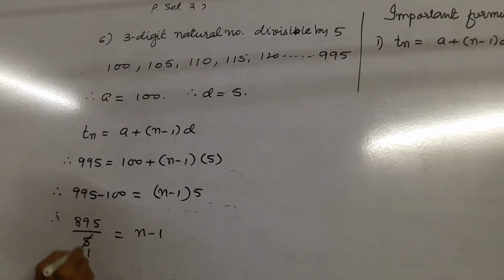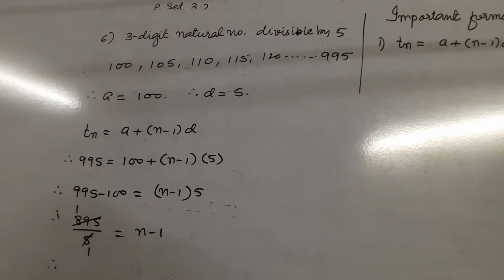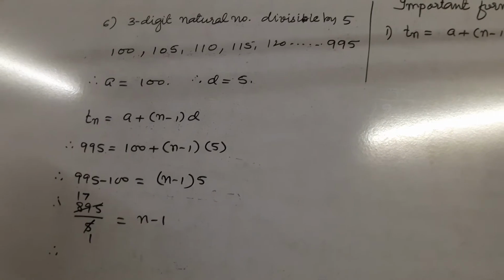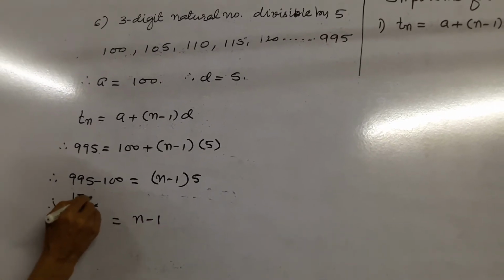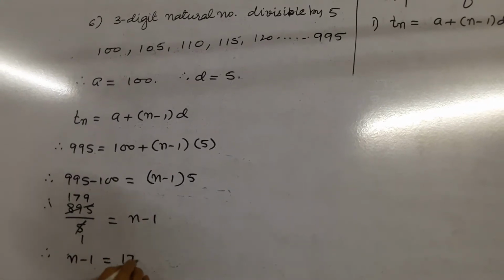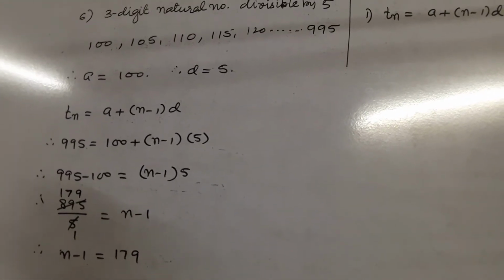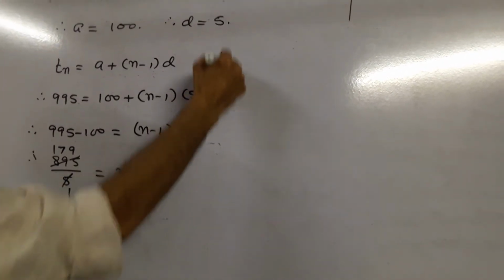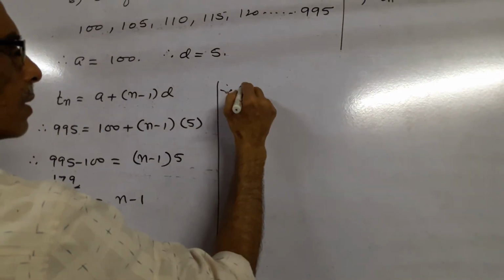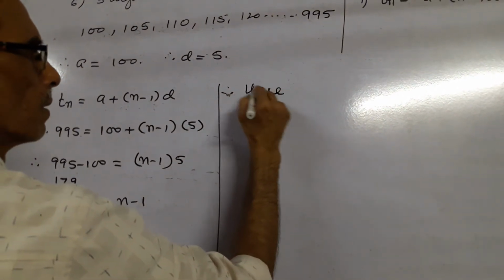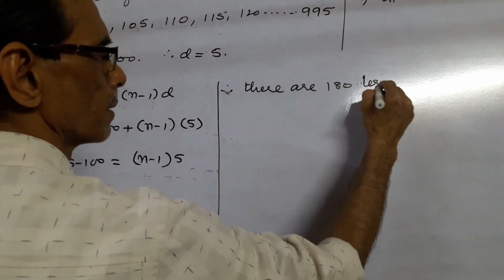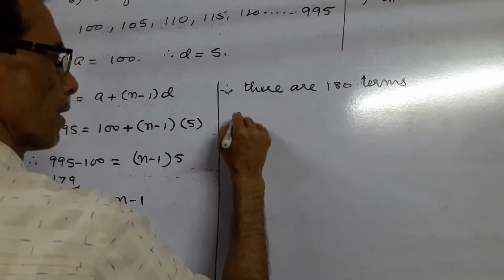So 5 1s are 5, 5 1s are 5, so 3 remain, so 5 7s are 35, 4 remain, here 4, so 5 9s are 45, so n minus 1 is equal to 179, and therefore n is equal to 180, and therefore there are 180 terms. Therefore there are 180 numbers or terms you can write divisible by 5.